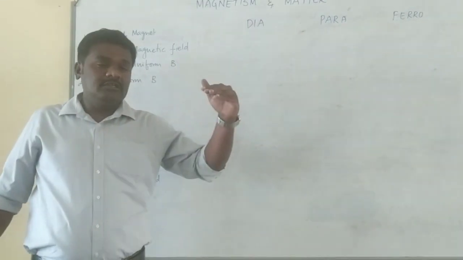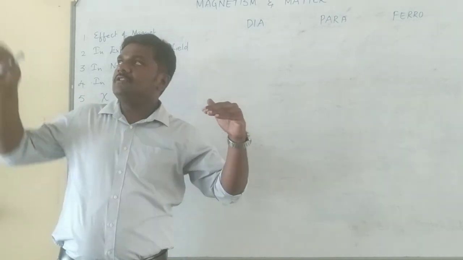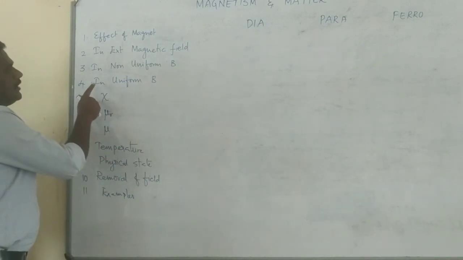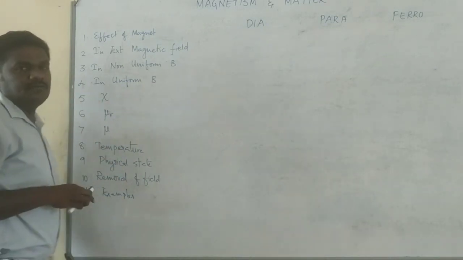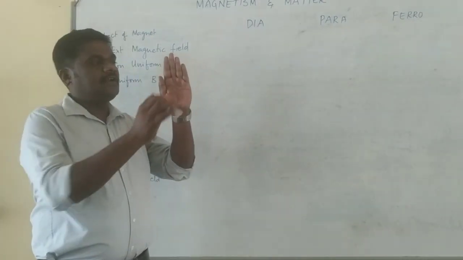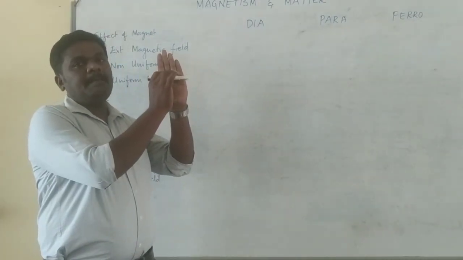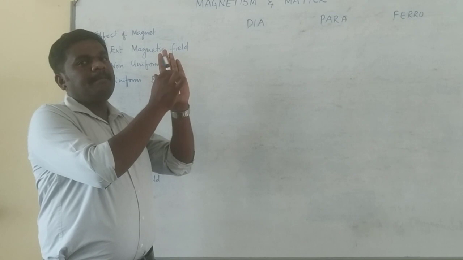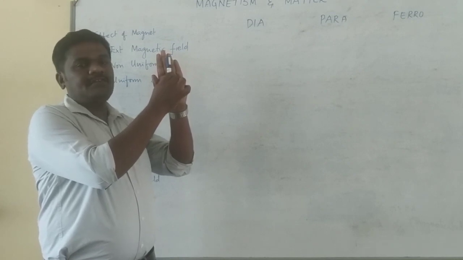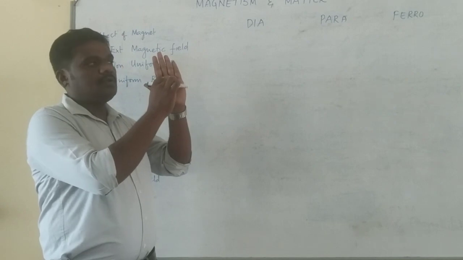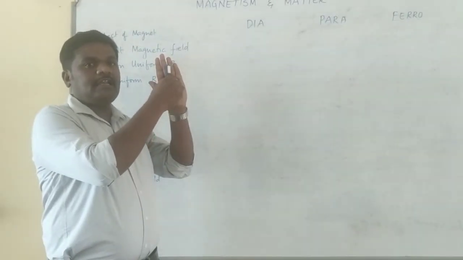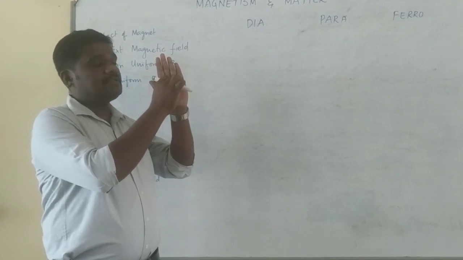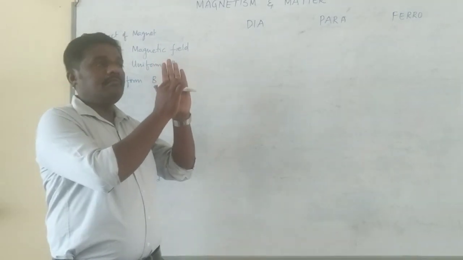Whereas ferro moves from a region of weak magnetic field to a strong magnetic field quickly. That is the nature of ferro. Then, if you place them in the presence of a uniform magnetic field, assume this is the direction of the field, diamagnets will align perpendicular to the field direction slowly. Paramagnets will align along the direction of the field slowly. Ferro will align along the direction of the field quickly. See, ferro quick, para slow, both are along, whereas dia is perpendicular to the magnetic field.